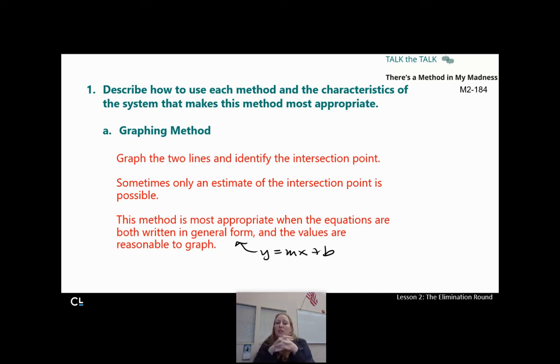And also, of course, if your values are reasonable to graph. If my y-intercept is 4,362,573, I probably don't want to use the graphing method. So again, graphing method is great when you have equations that are easy to graph. It's in general form, the numbers are reasonable, that kind of a thing.